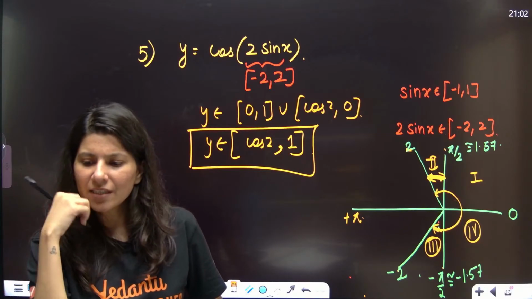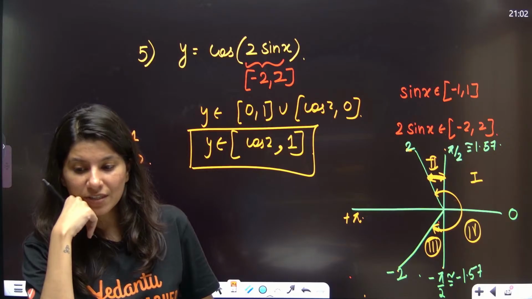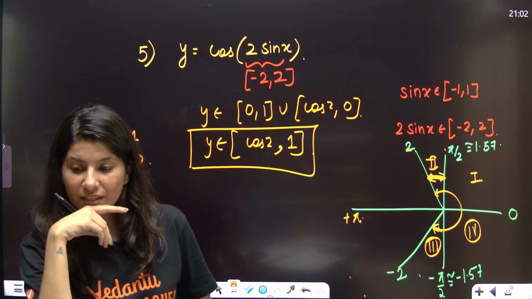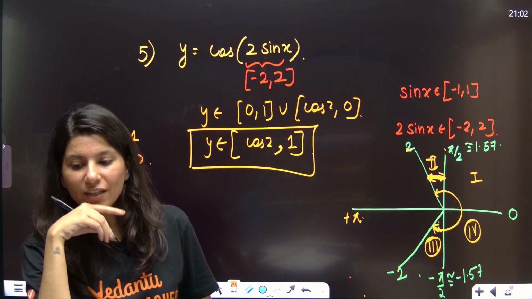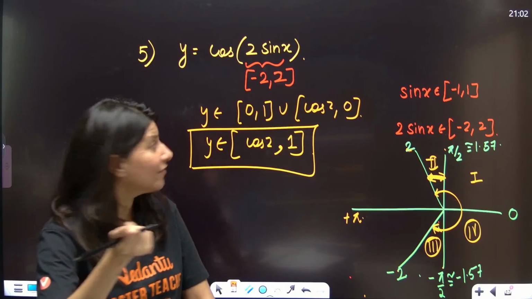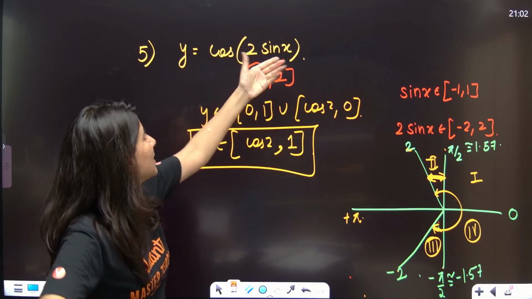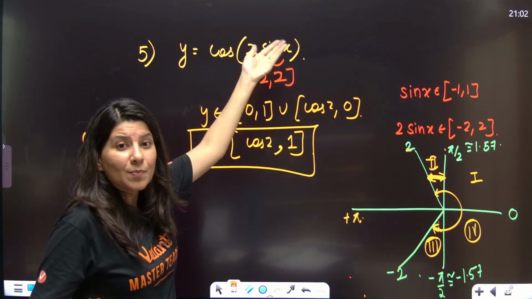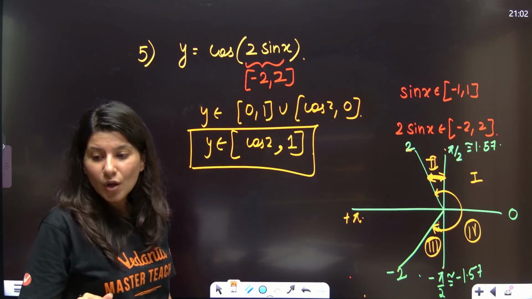Ma'am, does this mean the range of the inner function goes as the domain of the outer function? Yes, definitely. Can you see cos of 2 sin x? So 2 sin x is becoming the input inside the cos.